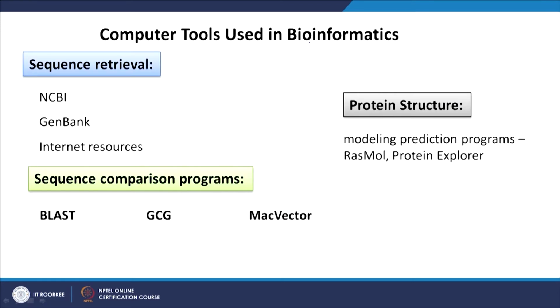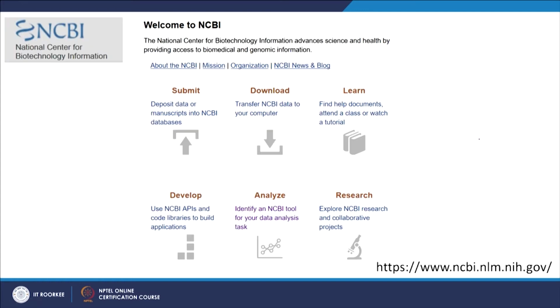Now again, as a revision of what you have already studied, the basic tools used in bioinformatics, most commonly for sequence retrieval to find out the sequence matches, are NCBI, GenBank, and other internet resources that I'll be talking about in the next lectures. For sequence comparisons, most commonly used are BLAST, GCG, or MacVector. For protein, we have RasMol, Protein Explorer, and many more.